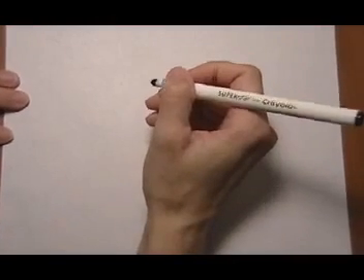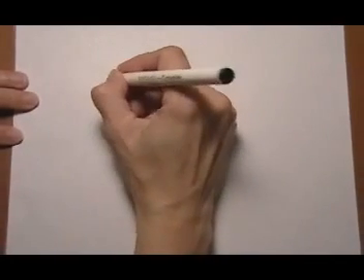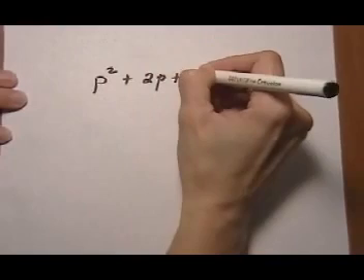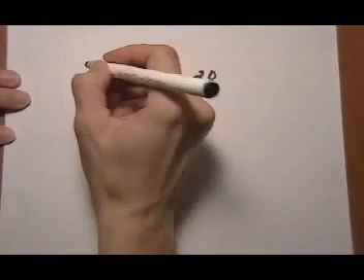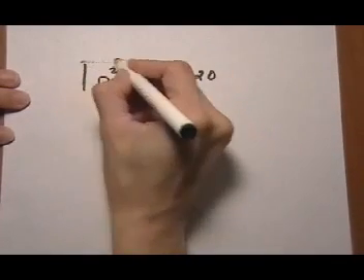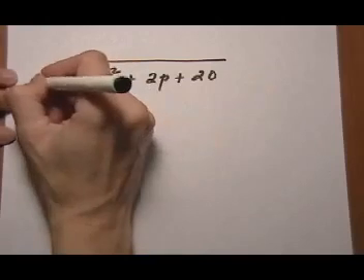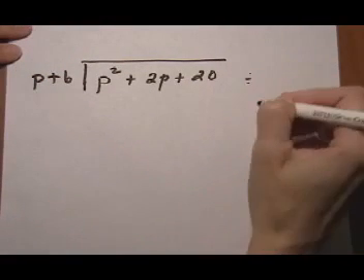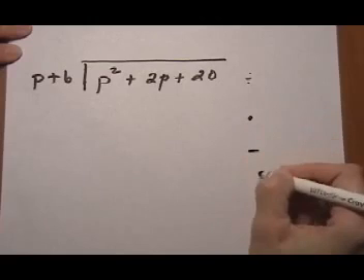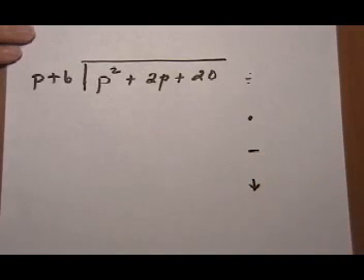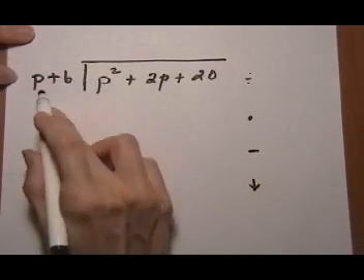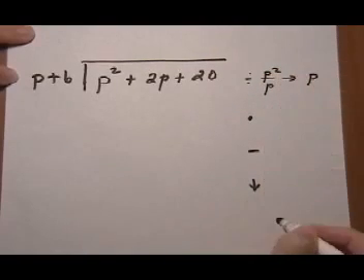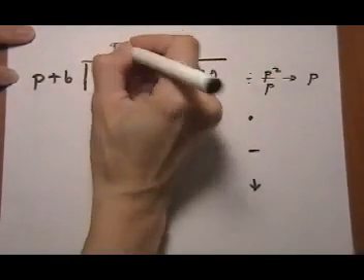So let's take the problem: p squared plus 2p plus 20, all being divided by p plus 6. And we'll divide, multiply, subtract, bring down. First term by first term, p squared over p. That leaves us with a p. The answer goes up top.